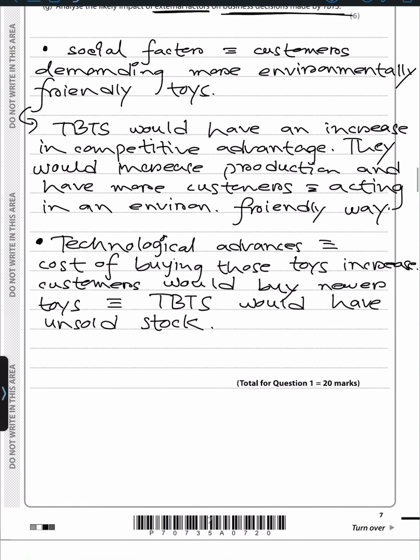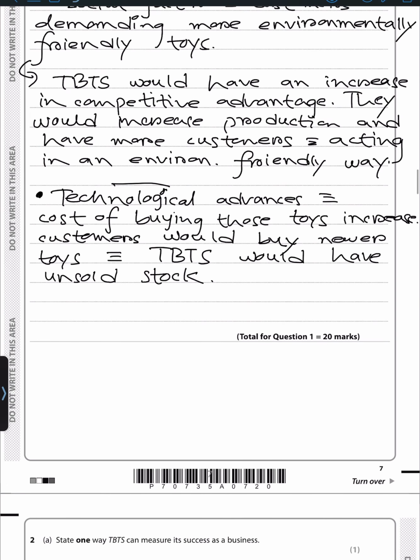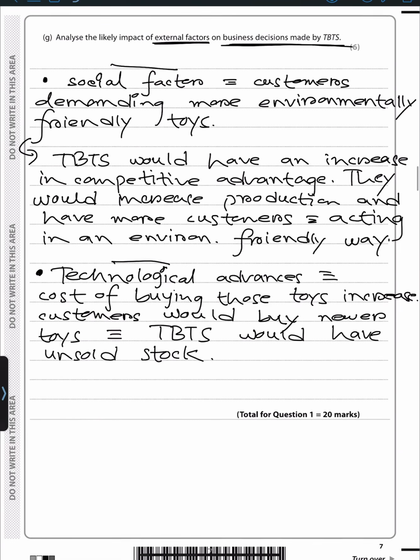So the first external factor was social factor, and the second external factor was technological advances, and we just analyzed how each of them would be a good thing and a bad thing for the business. So this is basically it for question 1, and you get 20 marks for this question, and then we are gonna go on to solve question 2 and 3 and 4 the next time.